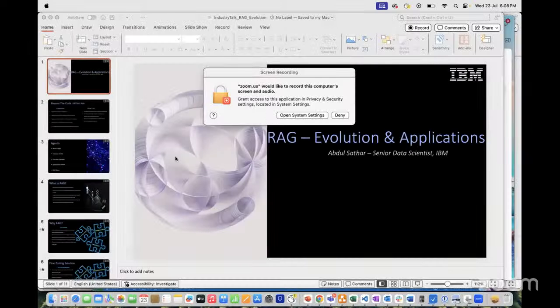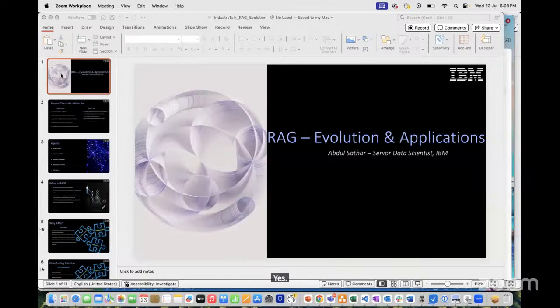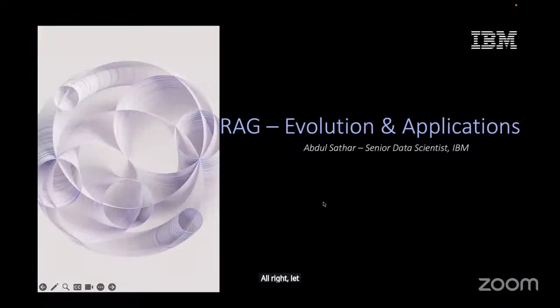Give me 1 second, it is asking for permission. All right, are you able to see my screen? Can somebody give a thumbs up? Yes, sir. Your screen is visible. Yes, we are able. All right, let me put this in screen share mode and we get started. There are too many boxes out here, so let me move those out.